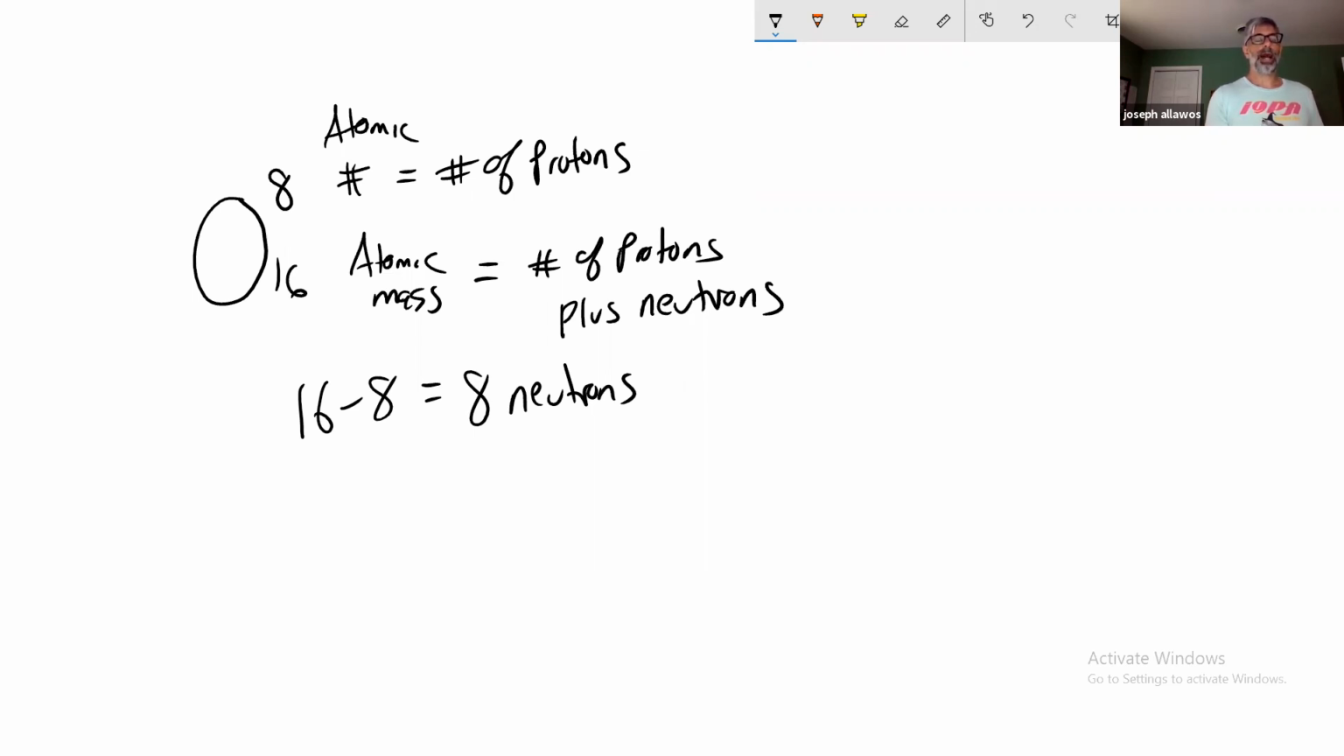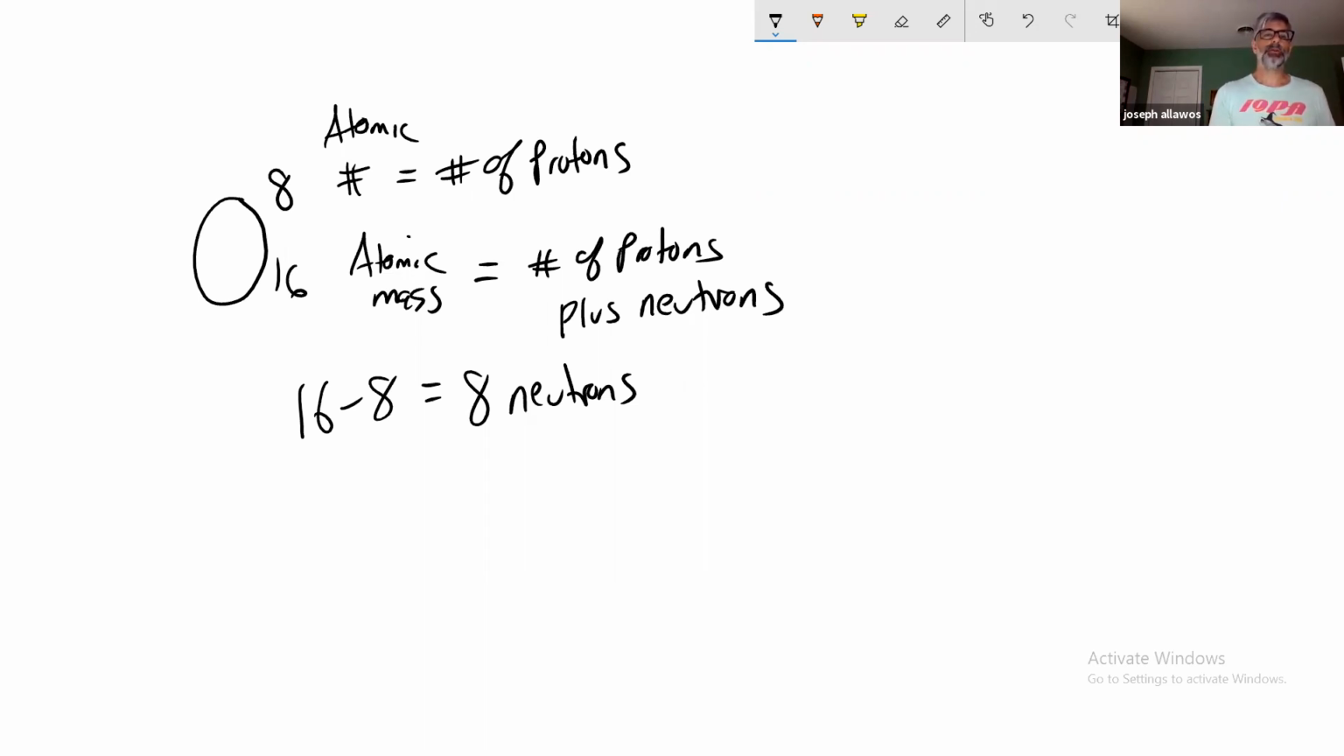Okay, what about the electrons? Well, it turns out that the electrons are not included in the mass, and they're not included in the mass because they don't weigh enough. They don't weigh a significant amount. And so we just basically say they don't weigh anything, and so we're not including them in the mass.